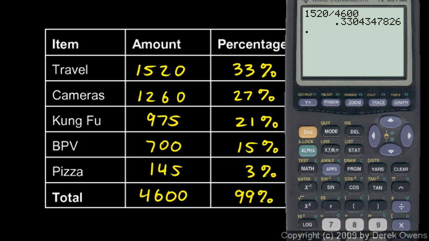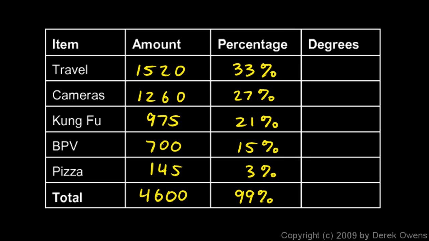So I'll type in 0.33 times 360, and that comes out to 118.8. We'll round that to 119. So on the pie chart, when I actually draw the sector representing the travel, it will have to be an angle of 119 degrees.